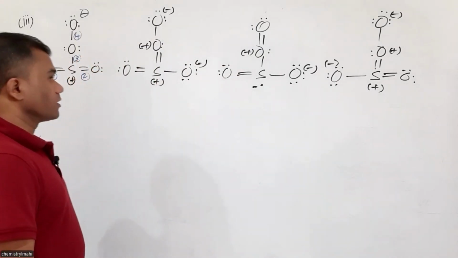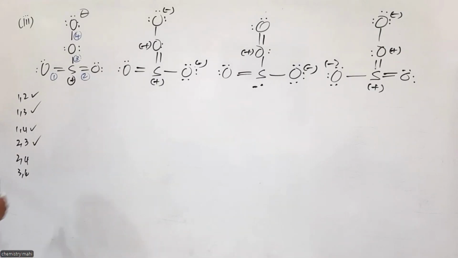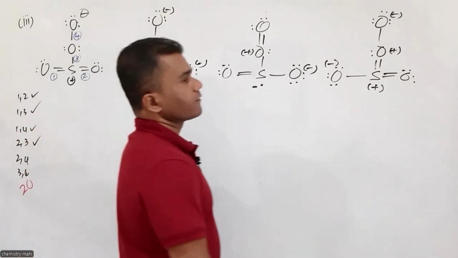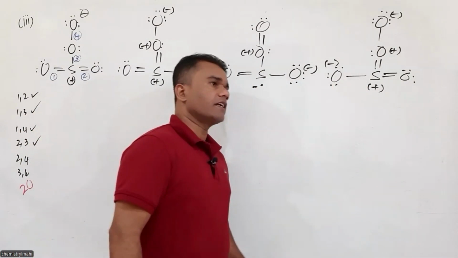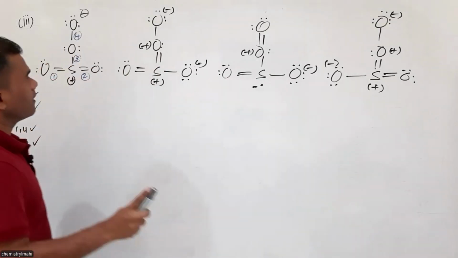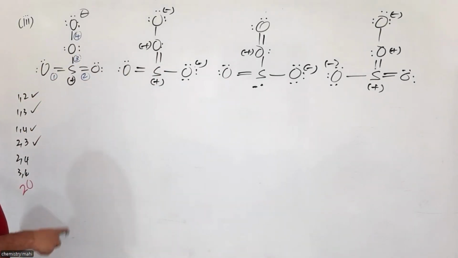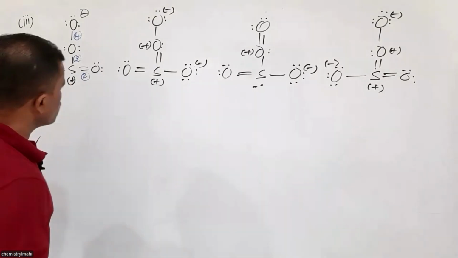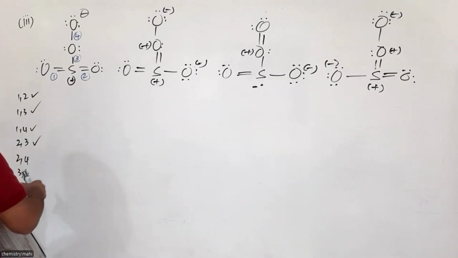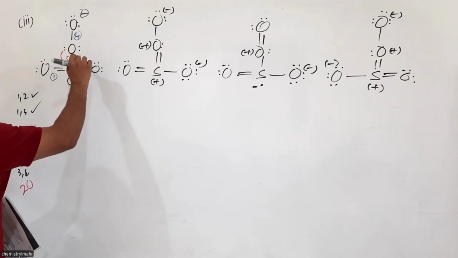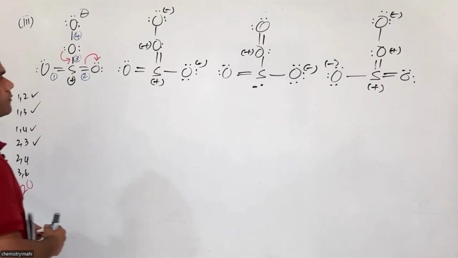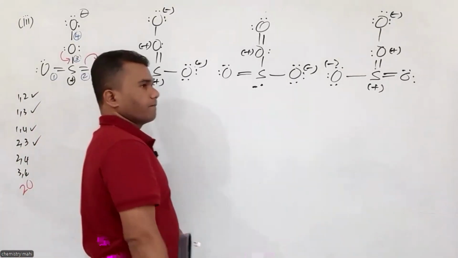When you go to the marking scheme here, they have given 20 different Lewis structures. How can it be possible? Because they have considered this type of structure as a new one. That means, look at this one. Here, I make the bond and break the bond. That's how I go to the second one.